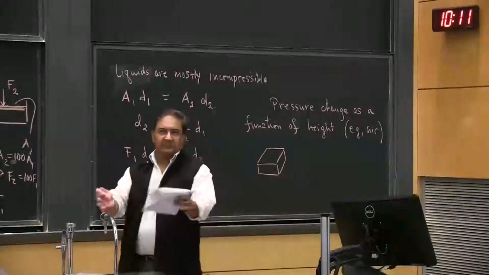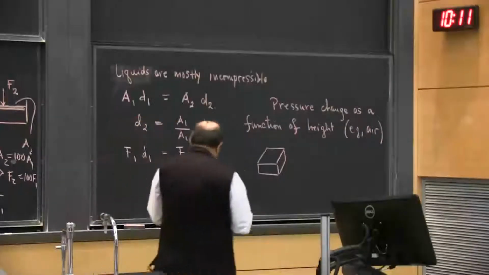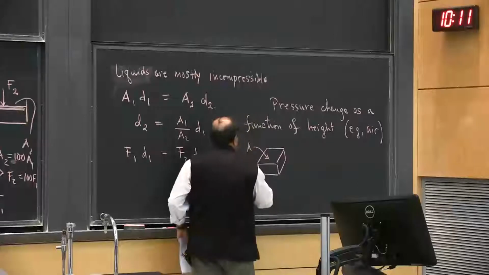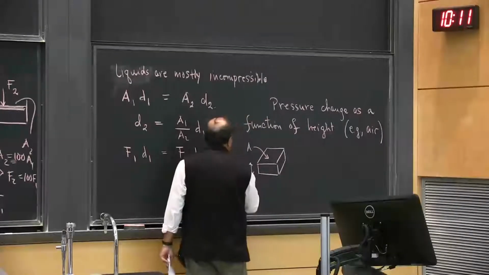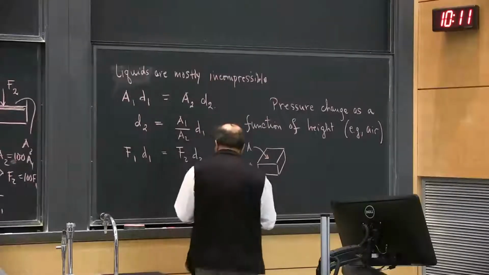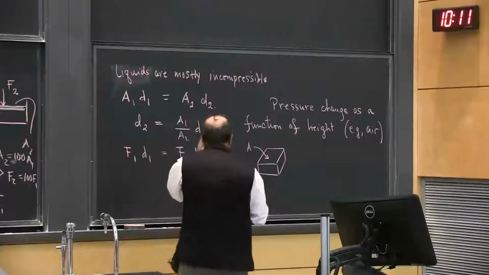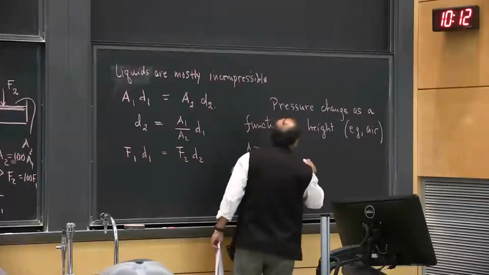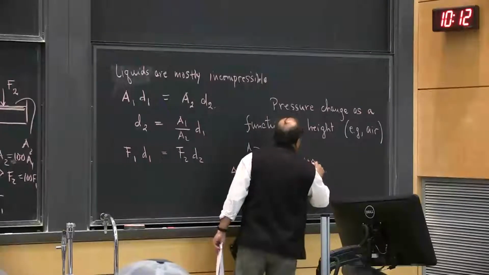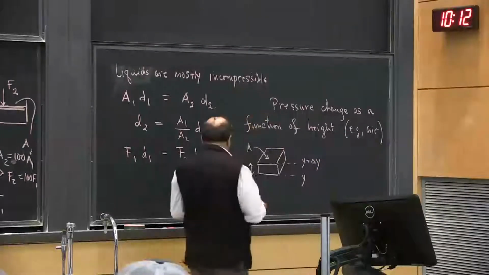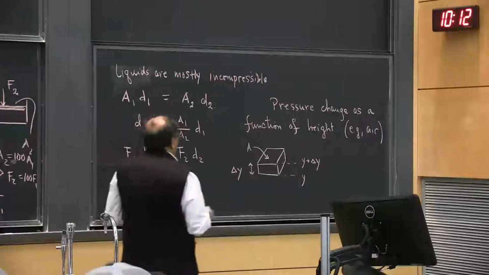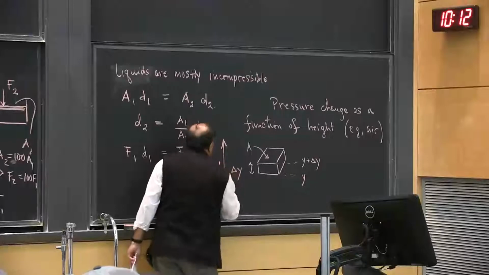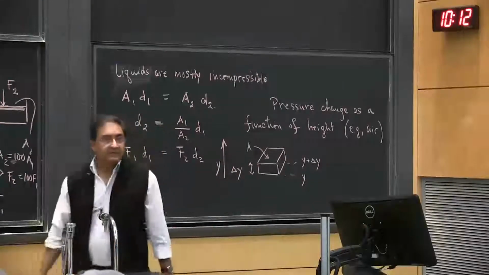It doesn't exist. We just imagine there is a slab of air. Let's say the cross section here is A, and let's say this is the height delta y. So you can think of this level as y, and this level as y plus delta y. In other words, we are assuming that upward is the positive direction of y.